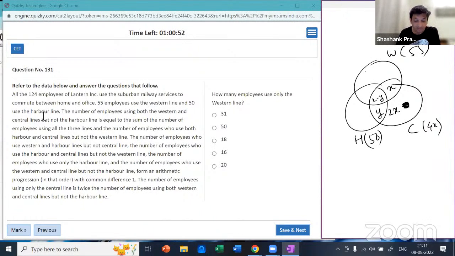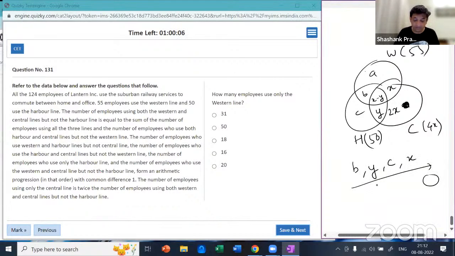Later I'll let go. Number of employees using both the western and central lines, but not the harbor line. Western and central, but not the harbor line, is equal to the sum of the number of employees using all three lines, X minus Y, and the number of employees who use both harbor and central, but not western, Y. So correct. Number of employees who use western and harbor lines. Let's say this is ABC job. Doesn't matter. Western and harbor lines. So B, but not the central line. Yeah. Number of employees who use harbor and central lines. Y. Employees who use only harbor line. C. Western and central but not harbor. X. In that order with a common difference 1.